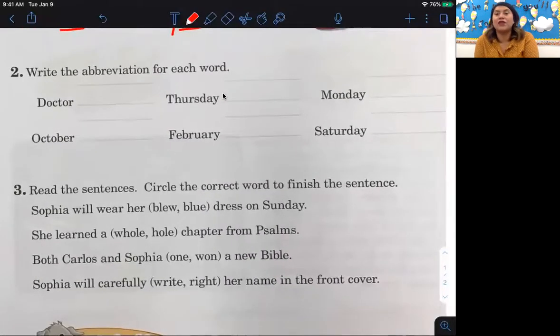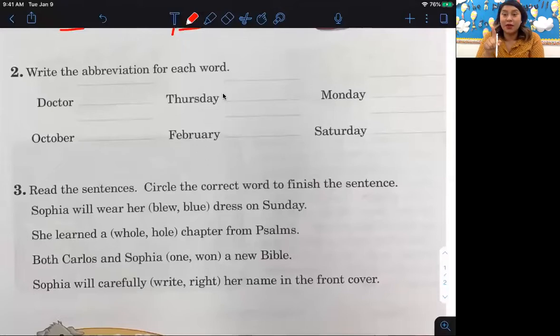Write the abbreviation for doctor. I remember when we were in class, some of you, actually a lot of you, got tricked by this one. How do you write doctor in an abbreviated form? How do you make it short? Do you remember what it looks like when your doctor writes his name? It says Dr. blank blank, whatever your doctor's name is.